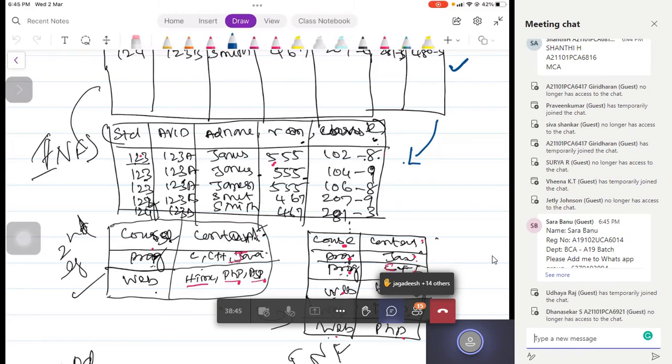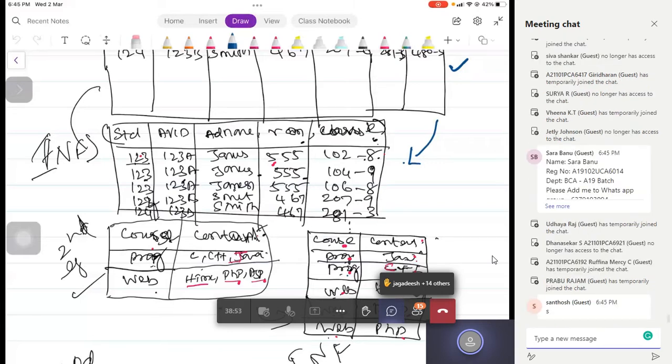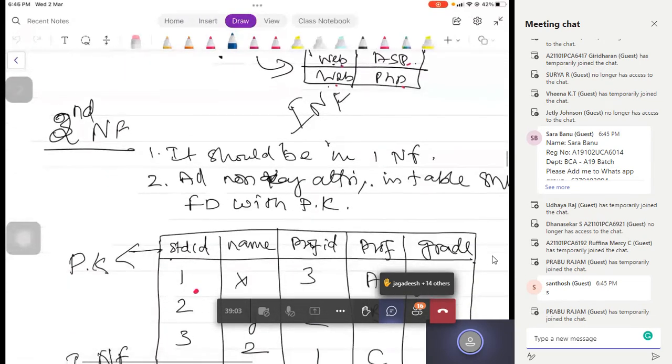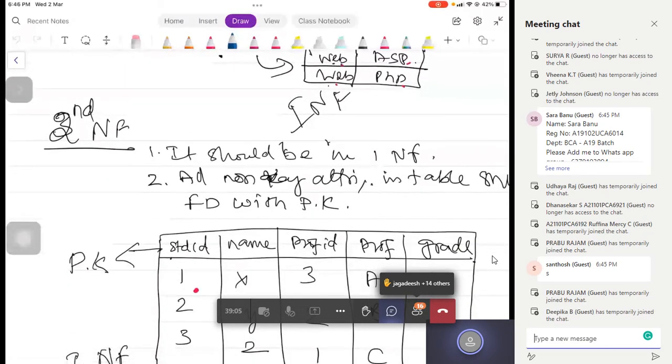So for example, web technology means he is going to study HTML base level, ASP and PHP, like that. So what will it be? That will be converted into first normal form. First normal form means it should have atomic values. The attribute should have an atomic value. Okay, this is the first normal form.